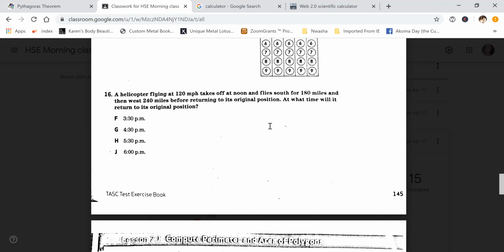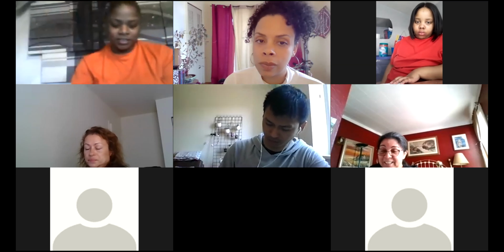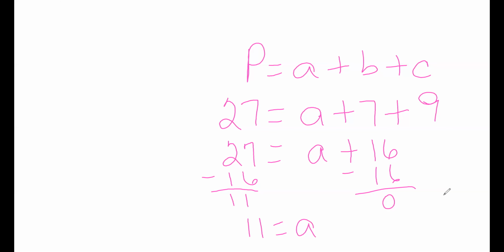So now what is the approach to the problem? What did you have to do? Well, the first thing I did was find the missing side, which was 300 miles. I add all the sides, and then divide it by 120 miles per hour. That's perfect. That's a perfect explanation.